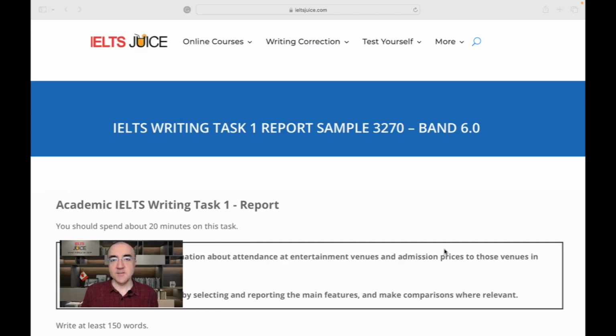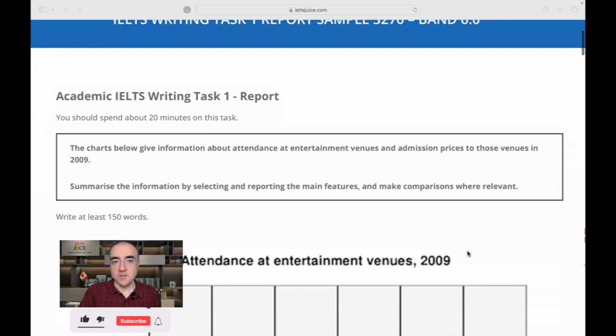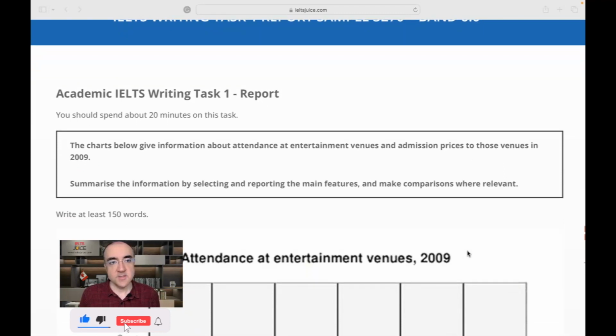Let's start assessing a report today. Task 1 for academic module. So there's a question. First it says the charts, so it's more than one. The charts below give information about attendance at entertainment venues and admission prices to those venues in 2009.